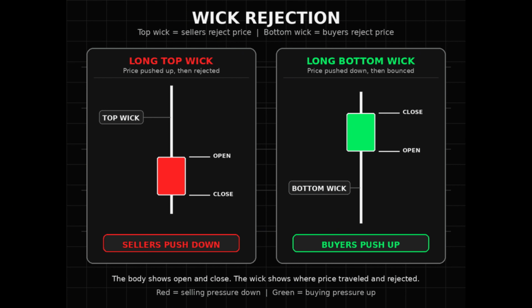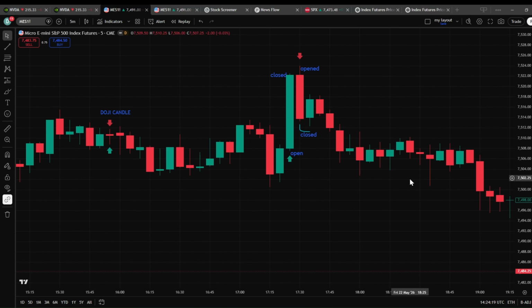So the body shows where price opened and closed, but the wick shows the battle that happened in between. That's why wicks matter. A long wick on top can show sellers stepped in and pushed price back down. A long wick on the bottom can show buyers stepped in and pushed price back up. So when you look at a candle, don't just look at the color. Look at the body, look at the wicks, and ask yourself, what is this candle telling you?